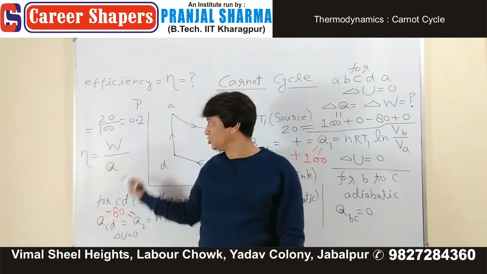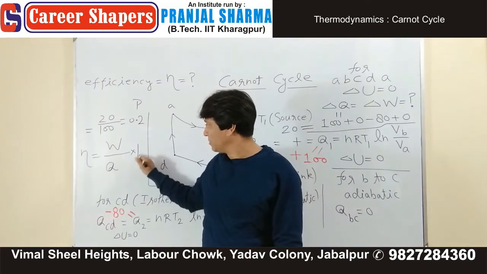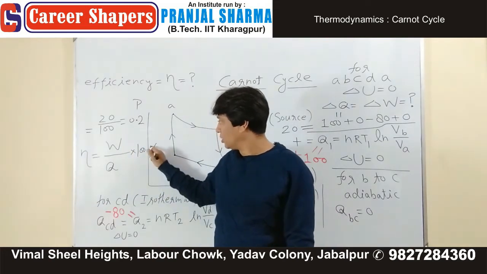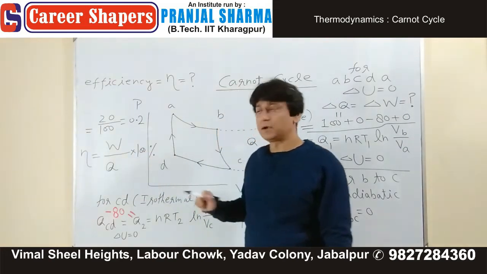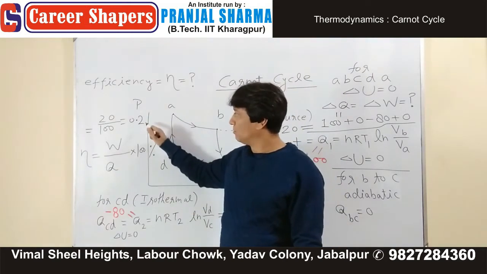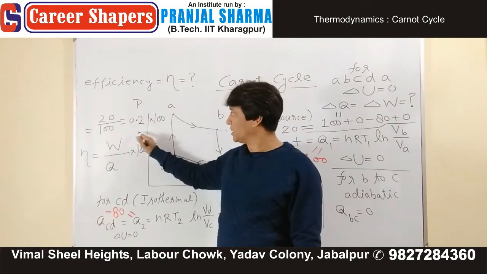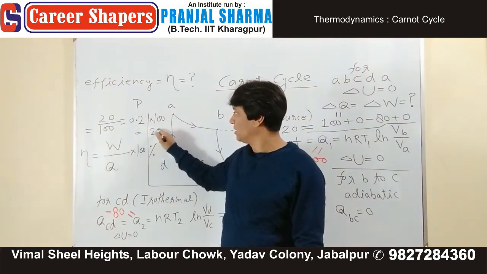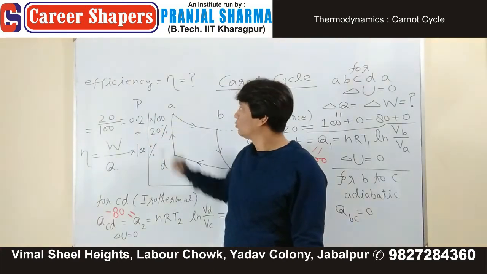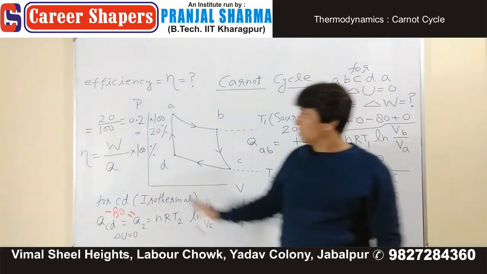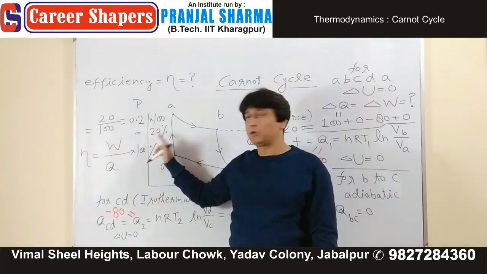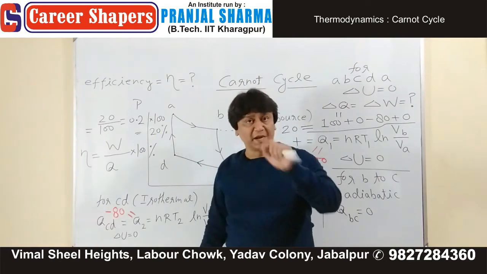In percentage, you can simply multiply with 100 and your result will be in percentage terms. So let's multiply with 100 also. If I multiply this with 100, what is the efficiency coming? For this particular example, 20%. 0.2 into 100, 20%. What does it mean?